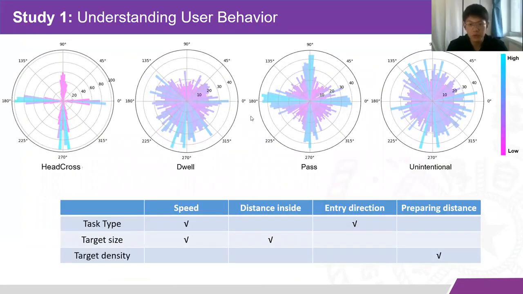Through this user study, we found head cross behavior differs in movement speed and entry direction compared to pass and dwell actions. The figure above shows the distribution of the direction in which the cursor entered the target boundary. The entry direction of head cross actions is mostly from 4 main directions. We also analyzed the influence of target size and density. Target size significantly influences the movement speed and pass length inside the target of the head cross actions, and the target density significantly influences the distance from where the user starts to perform the head cross actions.